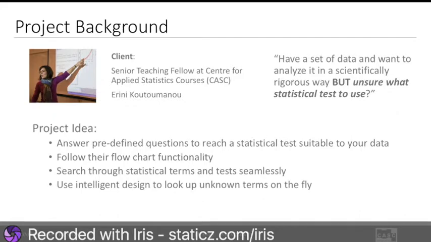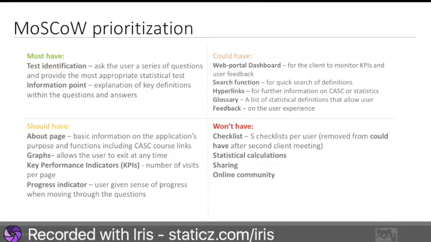technical statistical terms. So we've divided our user requirements against the Moscow prioritization table, as you see in front of you here. For must-haves, these core features are to allow the user to identify the appropriate statistical test and provide informational points that can explain technical terms. The app should also have an about page, record some key performance indicators to give the user a sense of progress when moving through the questions.